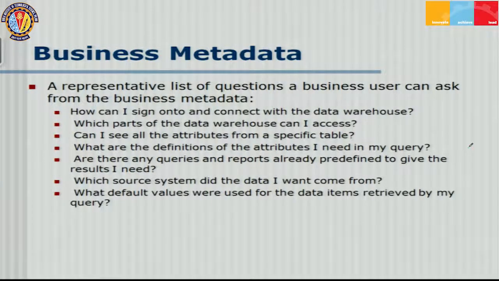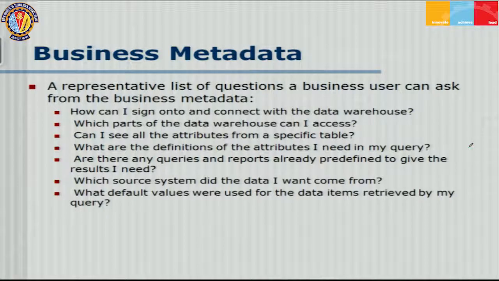So a representative list of questions. What I've done is I have listed them down so that you can know what information exists in the metadata. How can I sign on to the connection with the data warehouse? That is about the connectivity information that was there in the previous slide. Which parts of the data warehouse can I access? This is about accessibility, like what access privileges a particular user has. Can I see all the attributes from a specific table? This is again access and security.